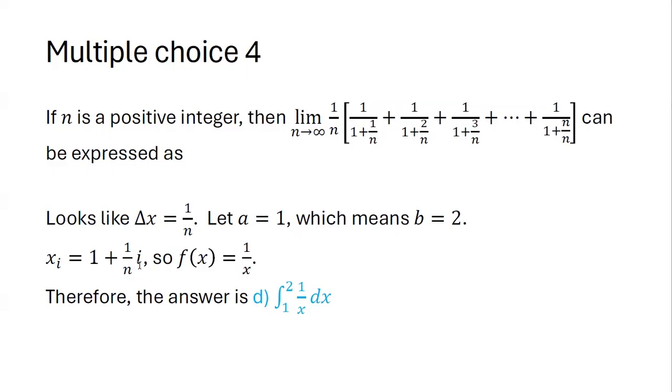Okay, let's double check again. i is 1, that's right here. i is 2, that's 1 plus 2 over n, right here. i is 3, that's 1 plus 3 over n, that's right here. Very good. So f of x is 1 over x. And therefore we have all the pieces. We have a, b, and f of x. This is our definite integral: 1 to 2, 1 over x dx.